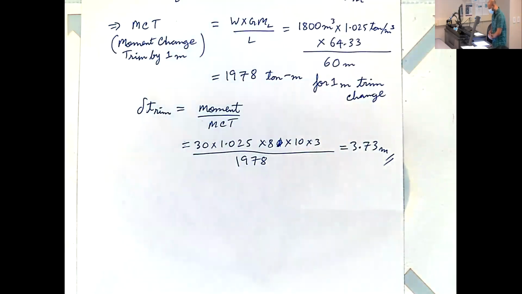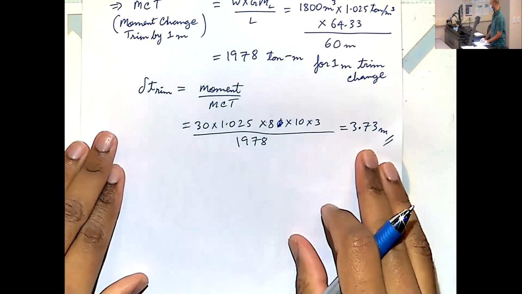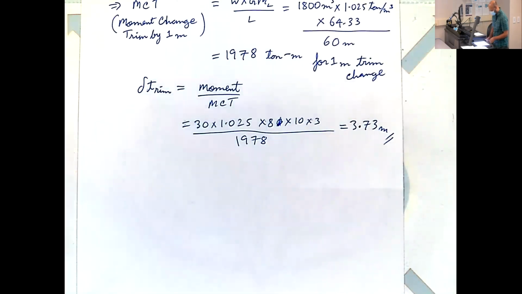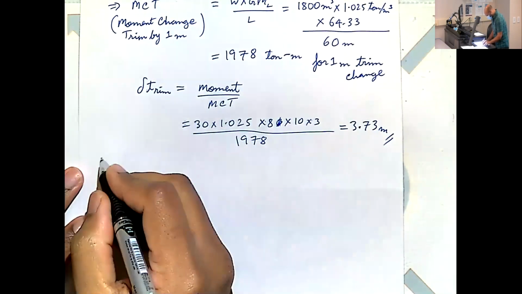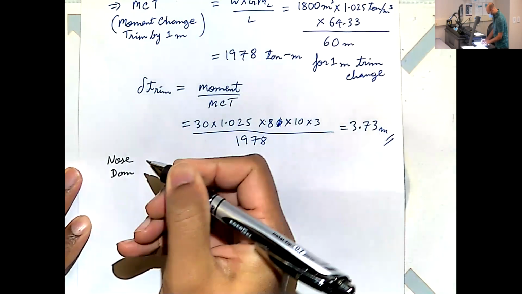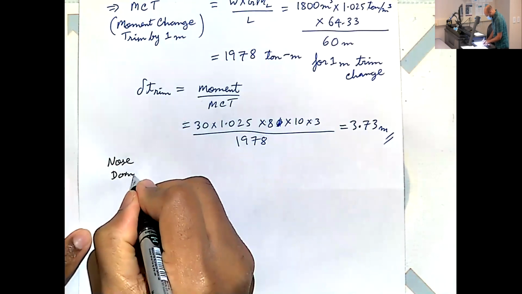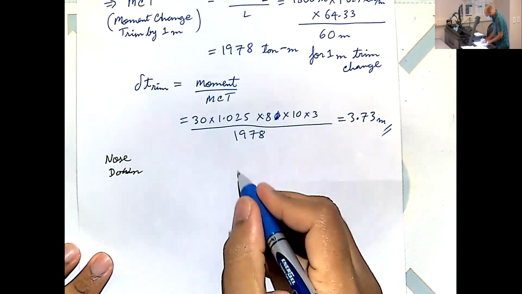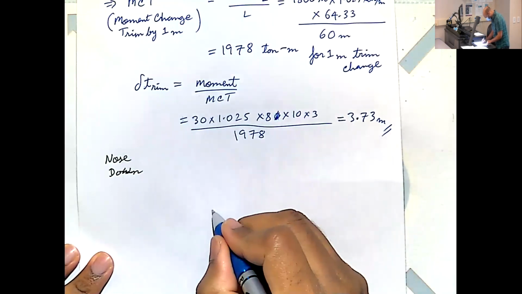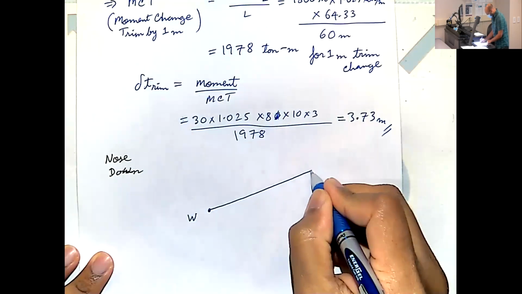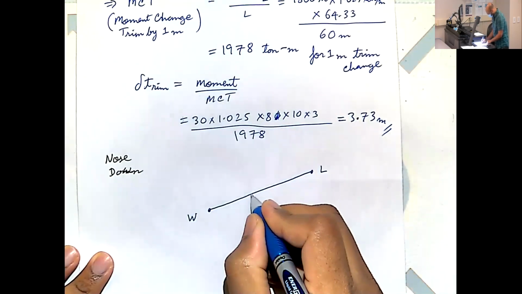So that's our other change in water line. The first change was sinkage. The change in trim is the other change. As usual, we will do our water line diagram. So this is nose down, which means our water line is up. And LCF.